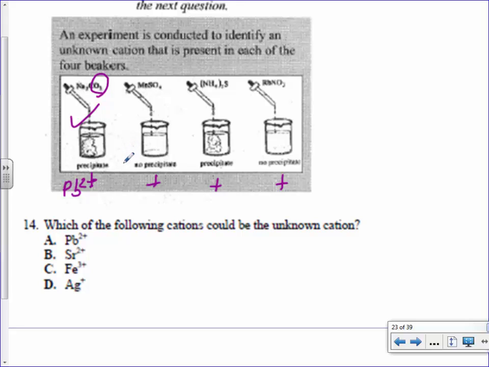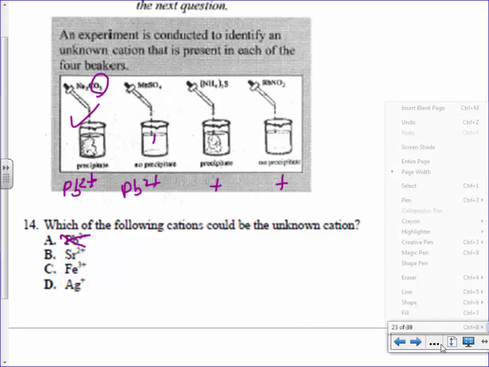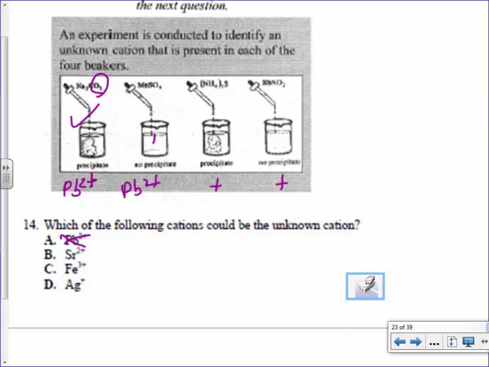But I've got to try the same Pb2+ in all of them. What happens with Pb2+ and SO4? SO4, Pb2+ is solid. This one right here wasn't solid. So it wasn't lead. Does that make sense? So on to the next one. Let's try strontium.